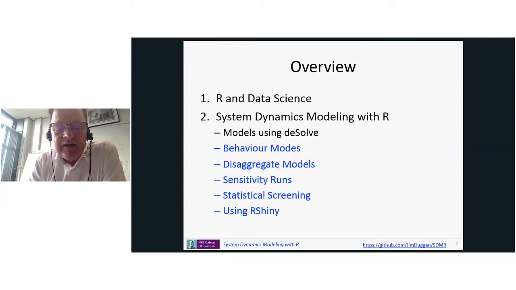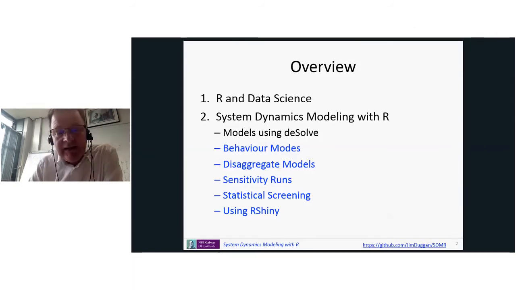So we looked at running a simple model in R at the last session, and today we're going to look at behavior modes, which essentially is using the graphical power of R to visualize the behavior mode of a time series. Then I look at disaggregate models. In R, you have nice support for vectorizing models, and there's a particular example using the SIR model, which I think is very interesting. Then we look at sensitivity runs, running many simulations while changing the parameters. Then a common technique in SD, statistical screening, which we can use to help identify the influential parameters for a given set of simulation runs.